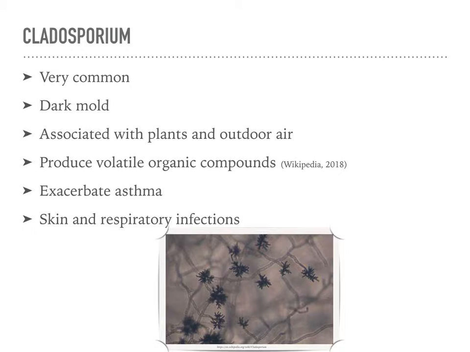So cladosporium is very common. It's a dark mold. It's associated with plants and outdoor air. So pretty much when you walk outside, you are exposed to cladosporium. They produce volatile organic compounds, and those can be different depending on which species you're looking at. They can exacerbate asthma, so if you or a person on your crew does have asthma, it can exacerbate those symptoms. You can also get different skin or respiratory infections from cladosporium. Those respiratory infections could either affect your sinuses or your lungs, and if you have open skin, then you can get a skin infection.